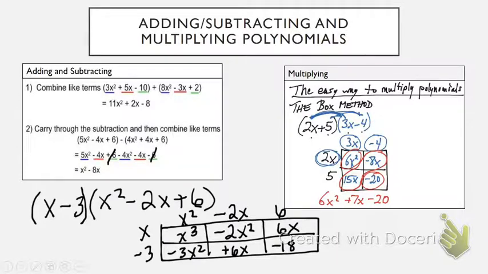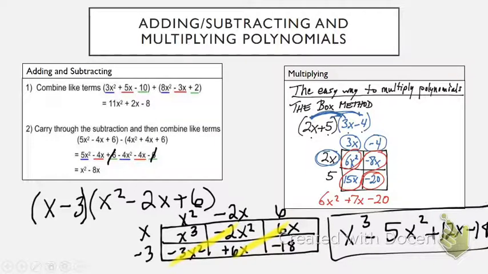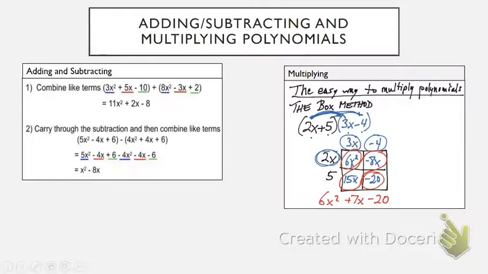Now, if you were in my class or whoever's class, they may have told you that those terms will match and those terms will match. So you can combine like terms, and you will get x cubed, a negative 3x squared minus 2x squared gives you a minus 5x squared. A 6x plus 6x, well, 12x. And then last but not least, minus 18. And that is a binomial times a trinomial. If you have questions, please ask. All right.